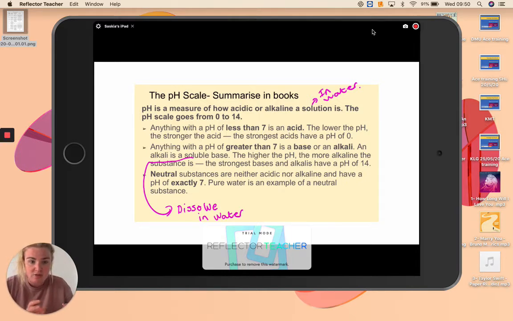The higher the pH, the more alkaline the substance is. The stronger acids and bases have a pH further from 7. Neutral substances, so water, is exactly 7, okay? They're neither acidic nor alkaline, okay?